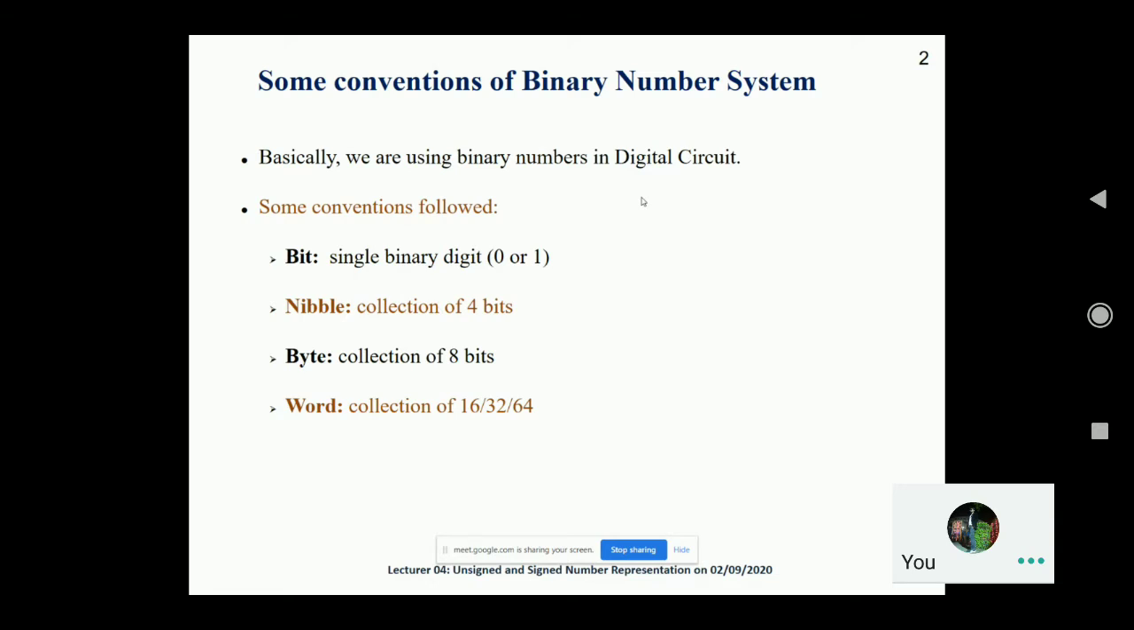Now, when we are talking about the nibble, always remember it is a collection of 4 bits. A collection of 4 bits is similar to a hexadecimal digit. That means when we are converting a hexadecimal number to binary, we can also make groups of 4 bits.